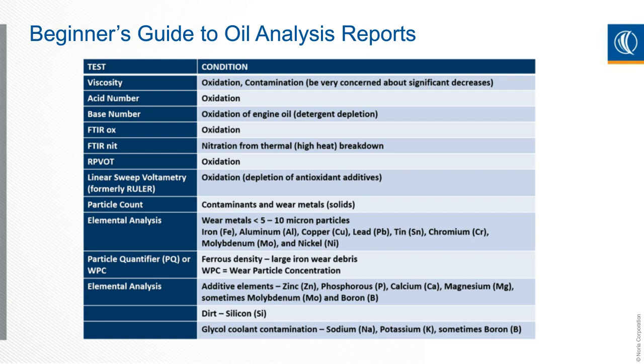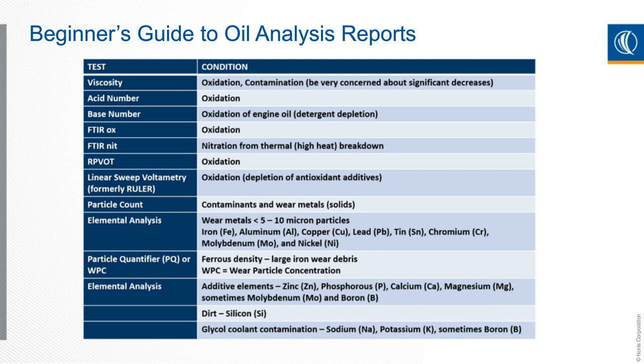Maybe let's say a top-up was made with the wrong viscosity, a lower viscosity oil. Viscosity is one of these things where you may have an upper and a lower limit, and you know how much of an increase or decrease by percentage you're going to accept based on the various indicators of your machine and the oil. Acid number is going to indicate oxidation potentially.